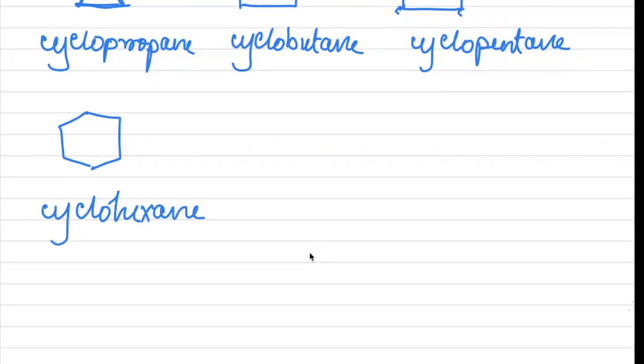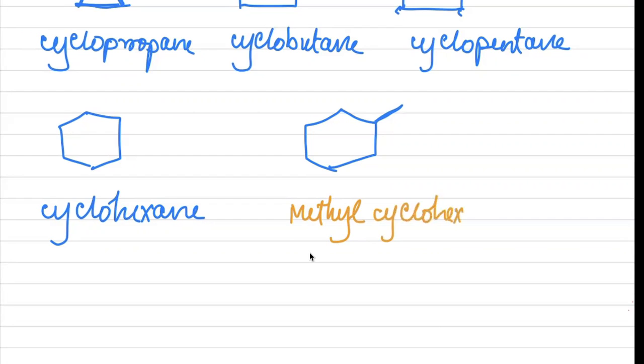Now suppose one substituent group is present, then what happens? Let's see. Okay, a substituent group is present. This group is a methyl group. So now its name will be methylcyclohexane. Clear?